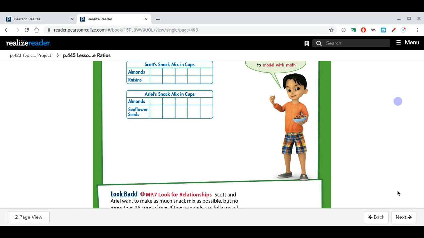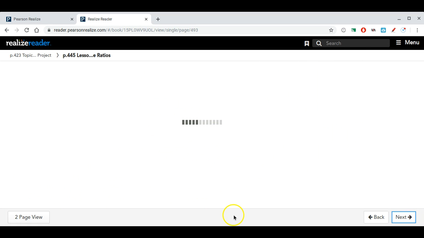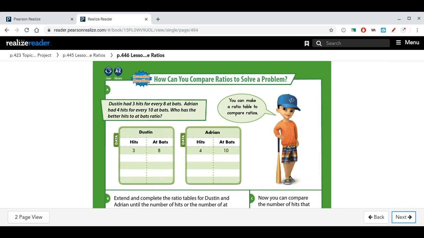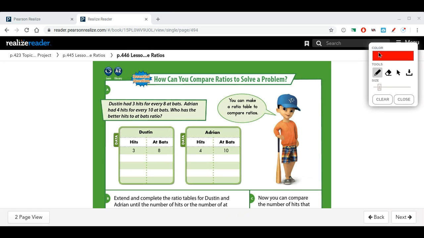Okay, all right, so let's go ahead and head to the next page and look at your visual learning. So we're looking at that essential question of how you can compare ratios to solve problems. It says Dustin had 3 hits for every 8 at-bats. Adrian had 4 hits for every 10 at-bats. Who has the better hit ratio? So let me pull up my pen, change my color. Okay, so when we look at this one, we are going to make a ratio table to compare.